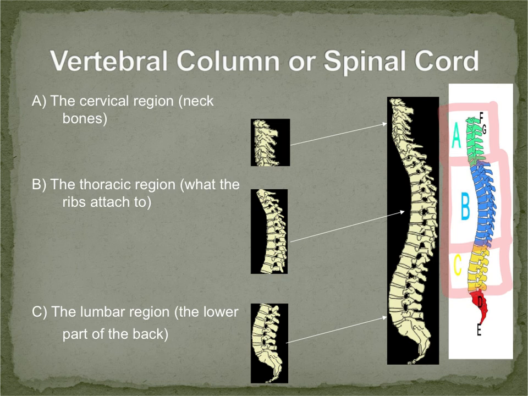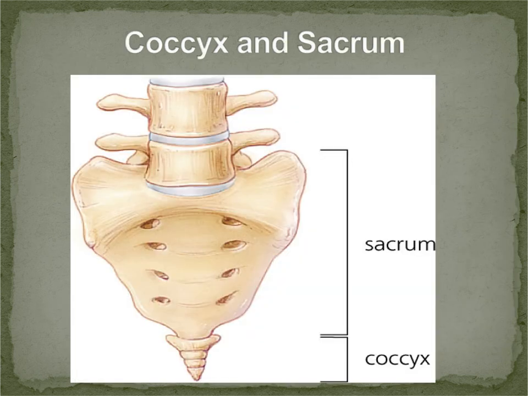Now, the end of the vertebral column, it ends in D and E here. D is called the sacrum, and E is called the coccyx. Now the sacrum, D, is actually made of 5 fused bones put together, and then E, the coccyx, is known better as the tailbone. So you can see that here. The sacrum is this section. It's made up of 5 fused bones, and then the coccyx, or the tailbone, is at the posterior end.